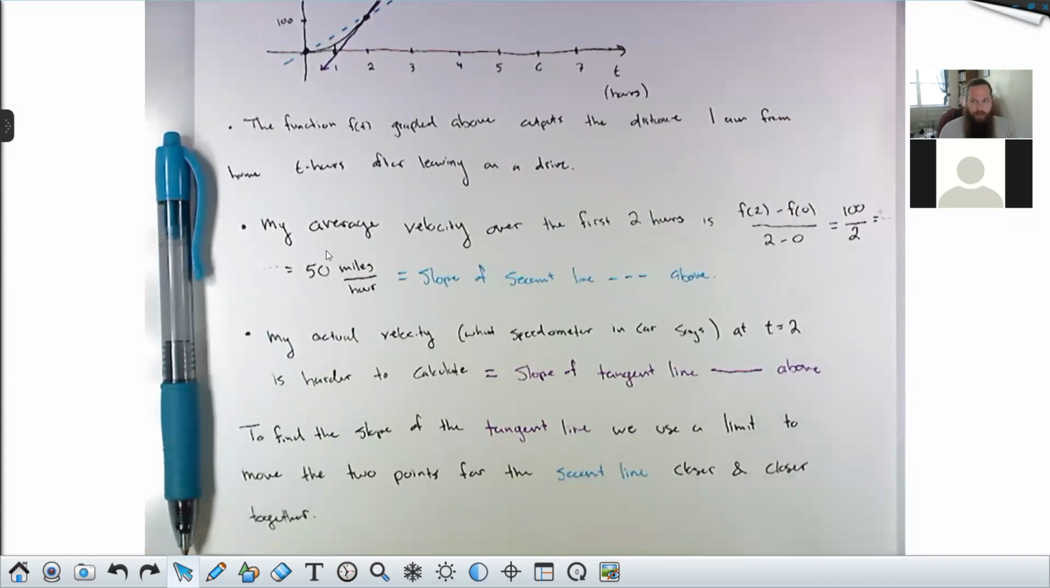My actual velocity at any moment in time can be thought of as the slope of the tangent line to this graph, this position graph. And the way you're going to calculate the slope of those tangent lines, the way you're going to find the slope of the purple line above, is to use a limit to take a secant line and slowly bring the 2 points together.